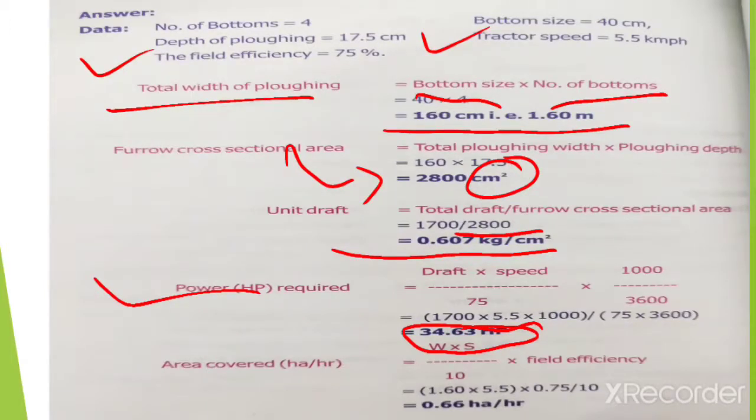Now area covered in hectare per hour. The formula is equal to W into S divided by 10 into field efficiency. Field efficiency is given in percentage, so we have to convert it into decimal, here 0.75. And the width for this example should be in meter, so 1.60 into 5.5. So the answer will be 0.66 hectare per hour.